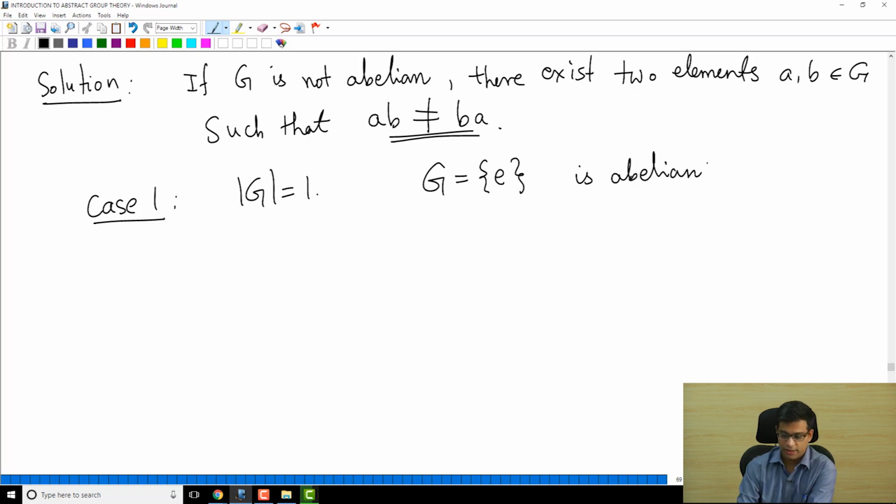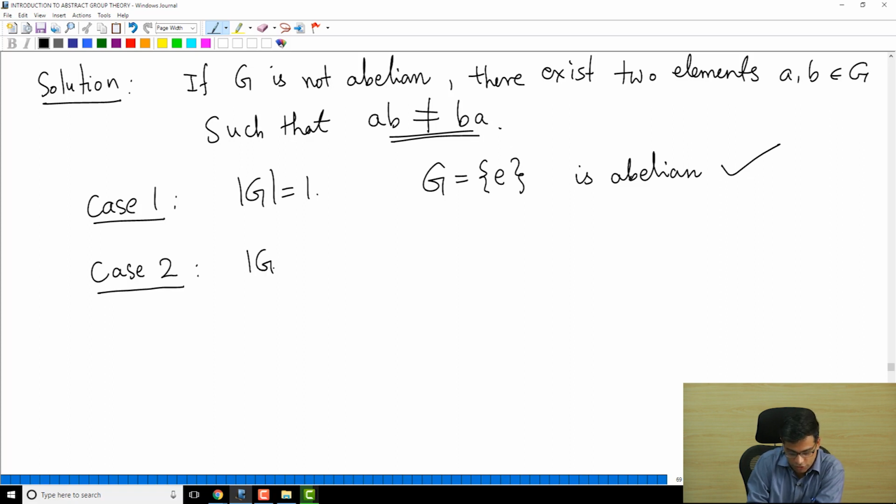You can see this, it is very easy to see it is abelian, because in order to be not abelian, there must be 2 elements which do not commute with each other, but G has only one element. So, there is no question of having 2 elements which do not commute with each other. So, this is okay, this is very easy.